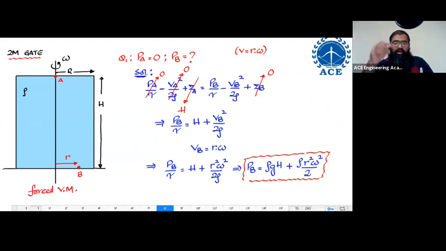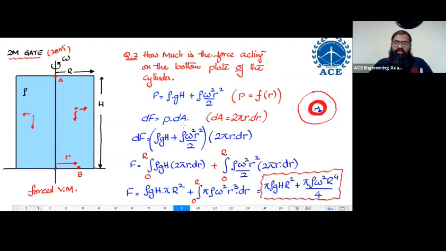First, you have to think about pressure at the bottom plate. When you think of the pressure at the bottom plate, you will get that pressure is a function of radius. Since pressure is not a constant, it's a function, I should say force dF is equal to P times dA. Then you are supposed to move forward from there.